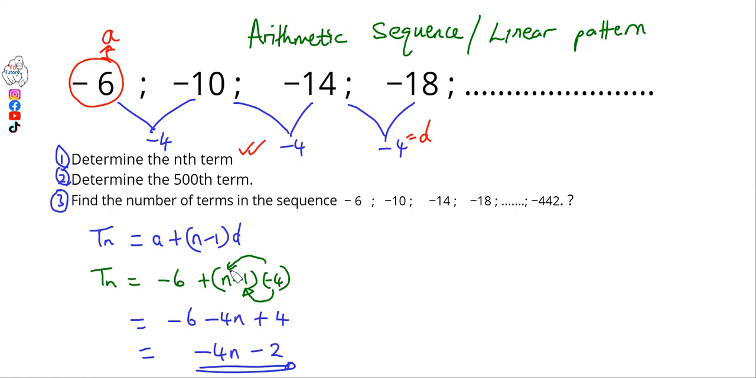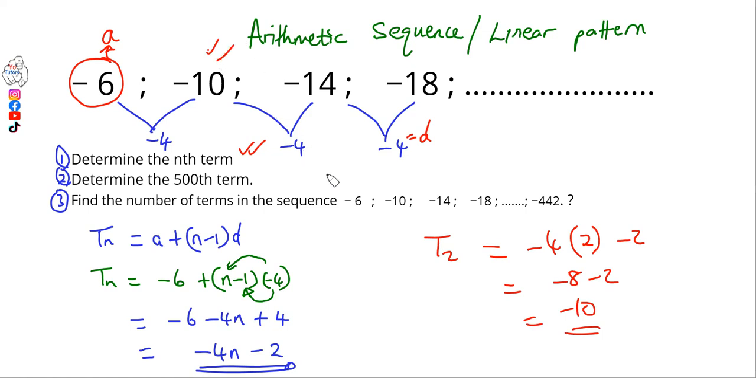Then if you want to find the second term, T2, we say negative 4 times 2, which gives negative 8, minus 2, which is negative 10, and we can see our negative 10 is there. So this is what you need to do: cross-check your answer. How do you do that? Find a term that is in the sequence. Then you are done. Now let's move on to the next question.